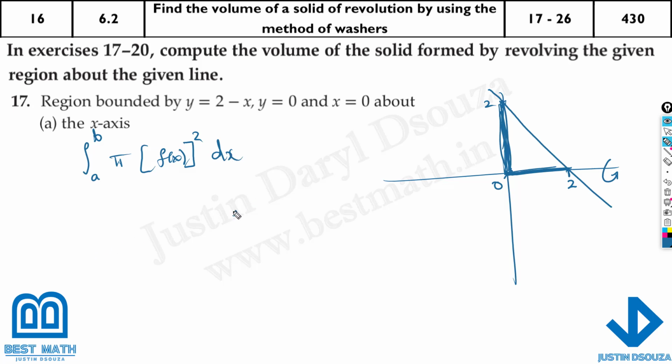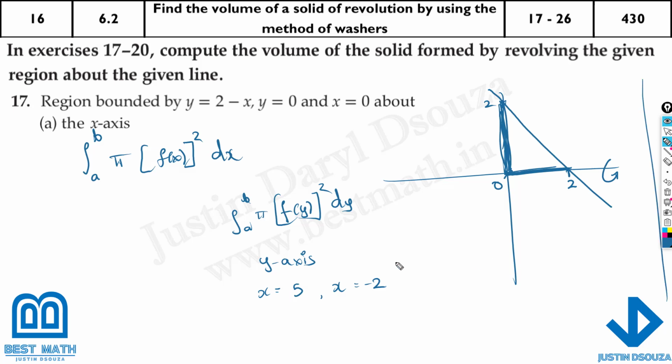Now there is one more formula. Integral a to b, you can write pi outside, f of y the whole square dy. When does this occur? This happens if it's rotated along the y-axis, or if x is given as, say, pi, or x is given as minus 2. Then we have to take this formula, the dy. What is the y-axis? This straight line. What is x equal to pi? It will be a straight line. What is x equal to minus 2? Straight line, right?